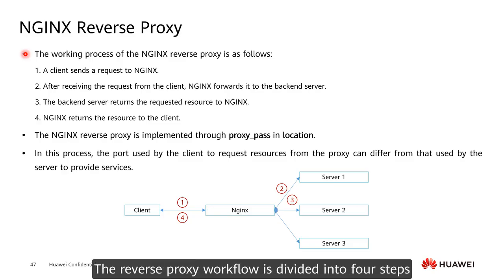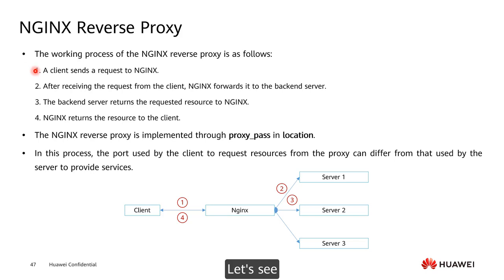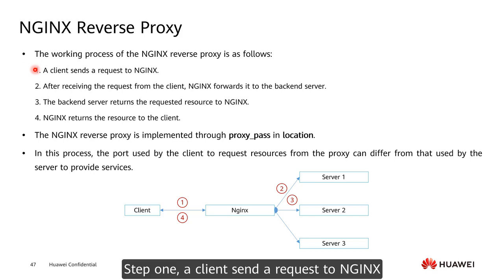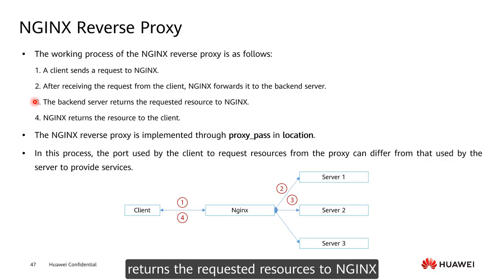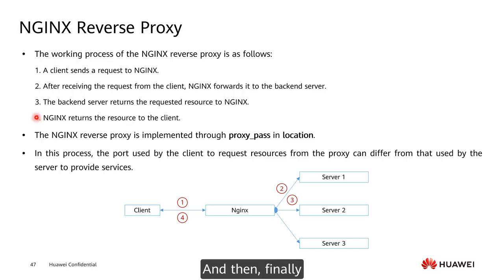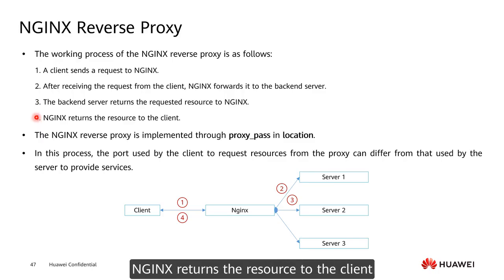The reverse proxy workflow is divided into 4 steps. Let's see. Step 1: a client sends a request to Nginx, and after receiving the request from the client, Nginx forwards it to the backend server. The backend server returns the requested resources to Nginx. And then, finally, Nginx returns the resource to the client.